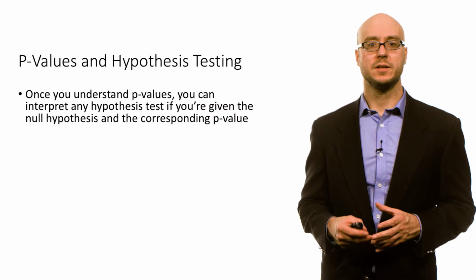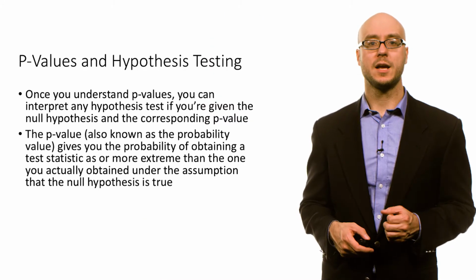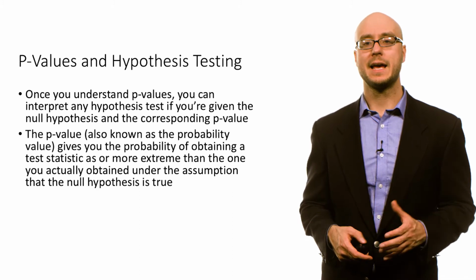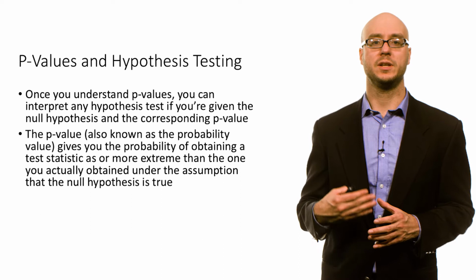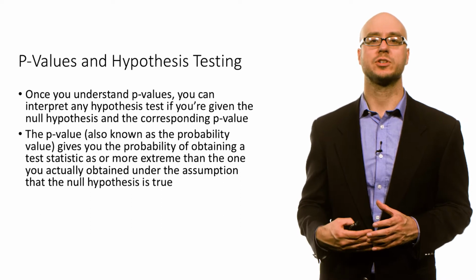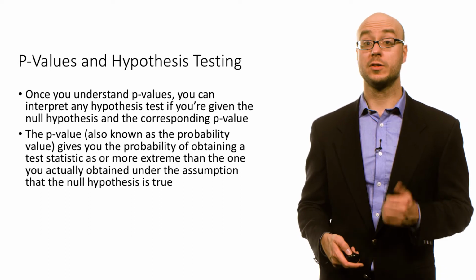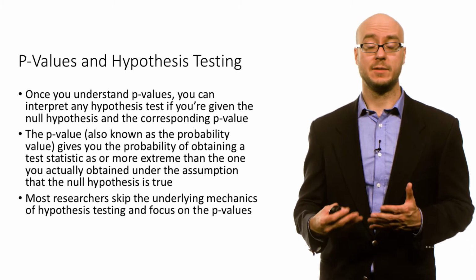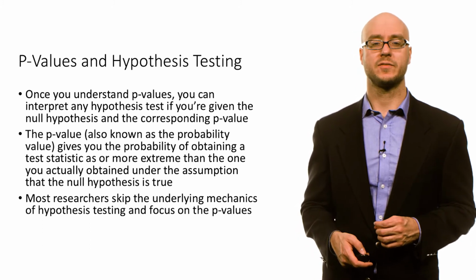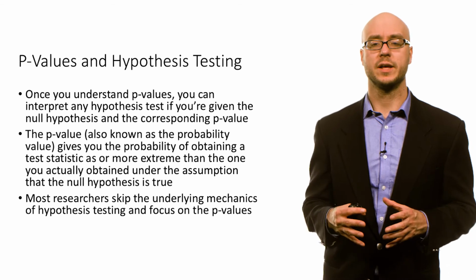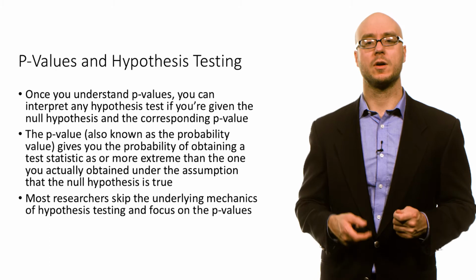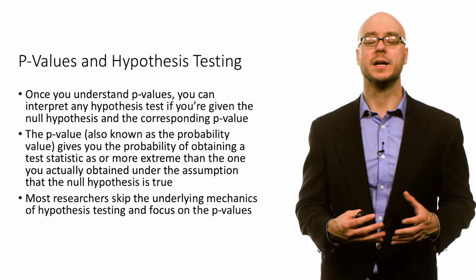Once you understand p-values, you can interpret any hypothesis test if you're given the null and the corresponding p-value. And again, the p-value just tells you the probability of obtaining a test statistic as extreme as or more extreme than the one you actually obtained under the assumption that the null hypothesis is true. I would say most researchers skip the underlying mechanics of hypothesis testing and focus on the p-values. We do want you to focus and understand what's going on with hypothesis testing and the idea behind test statistics.